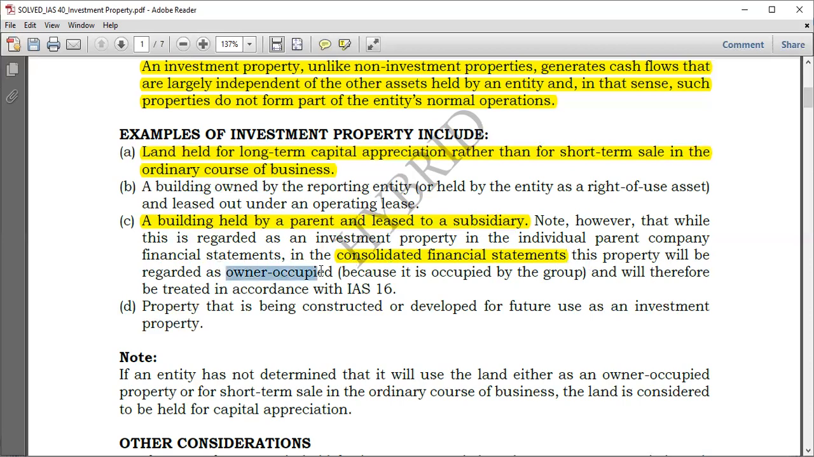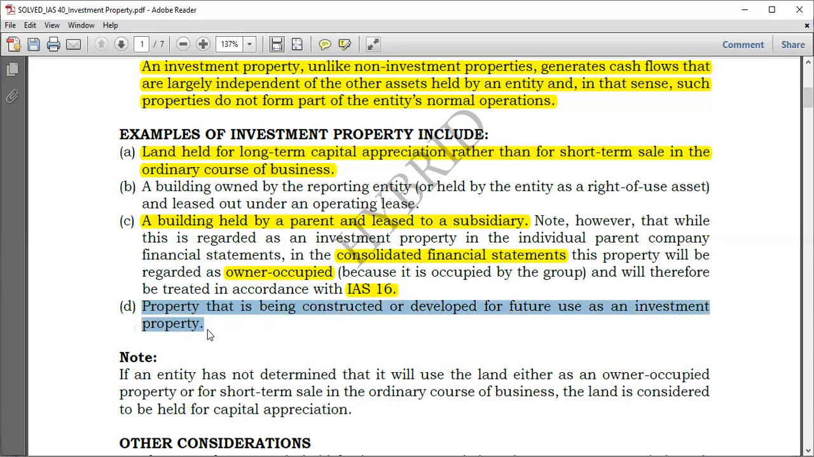Do you see this, owner-occupied? If it's owner-occupied, we mean that it cannot be classified under investment property anymore, and it should be classified with reference to IAS 16. All right, this is what I meant, because it should be part of a group, and in that group the parent exists. All right, you could have another example here, example 4, property that is being constructed or developed for future use as an investment property.